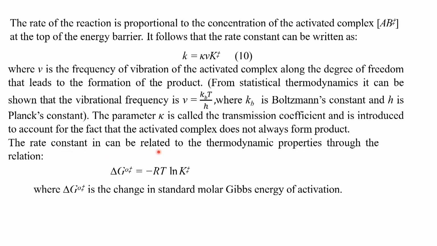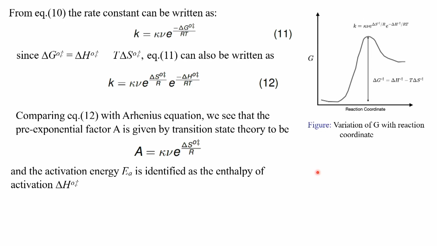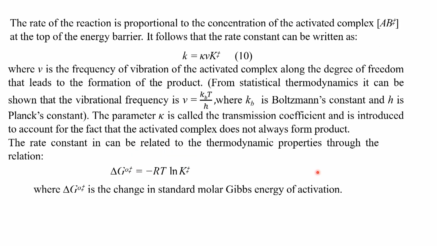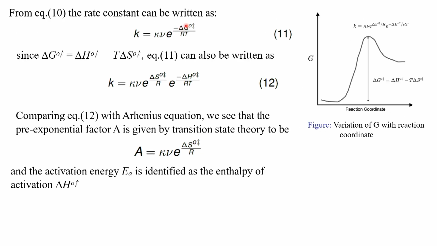So the rate constant can be related to thermodynamic properties through a relation like this. Delta G naught is minus RT ln K, that we already know, where delta G naught is the change in the standard molar Gibbs free energy of activation. So from equation 10, the rate constant k can be written as k equals kappa nu e to the minus delta G naught by RT. And we know that delta G naught is nothing but delta H minus T delta S. So delta G naught is delta H naught minus T delta S naught.